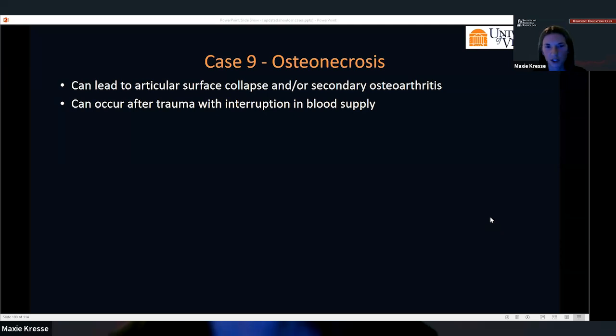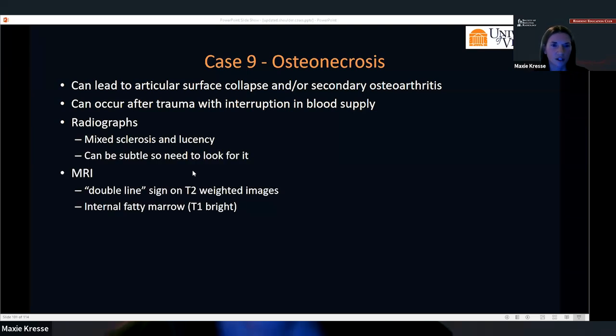This can occur after traumas. In this case, it can lead to articular surface collapse or secondary osteoarthritis. On radiographs, you're looking for that sclerosis, sometimes mixed sclerosis and lucency, and it can be pretty subtle, so it's just something to keep in mind and have on your checklist to look for.